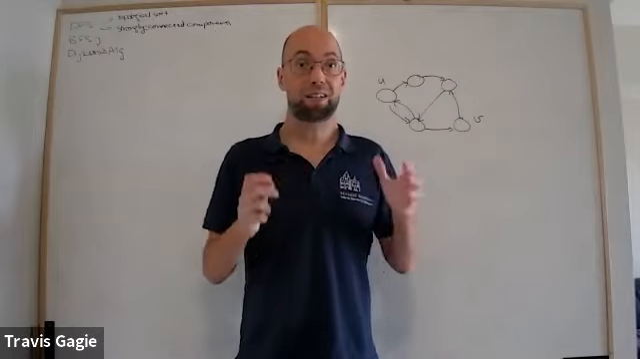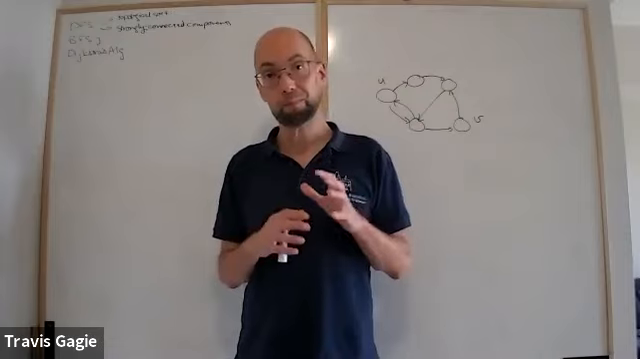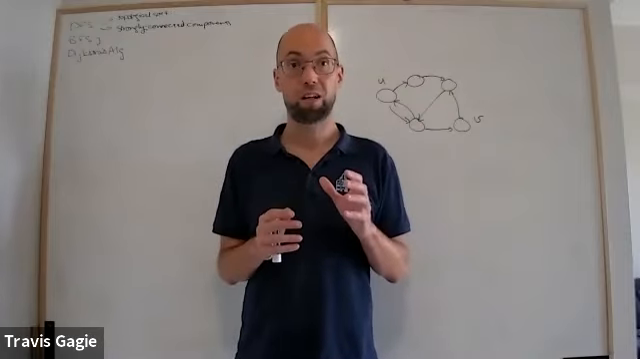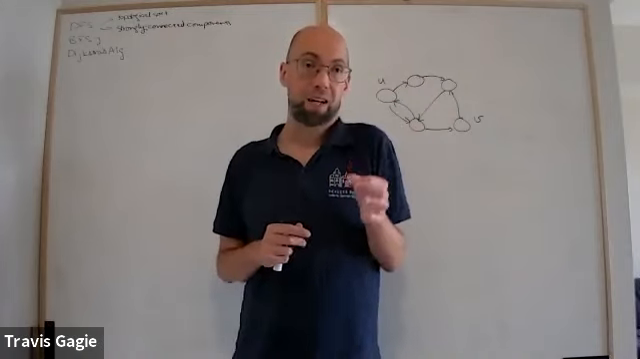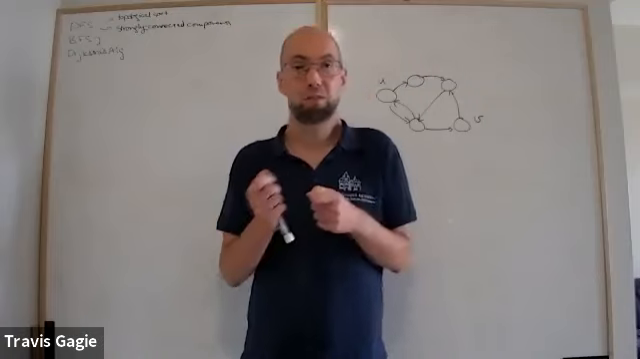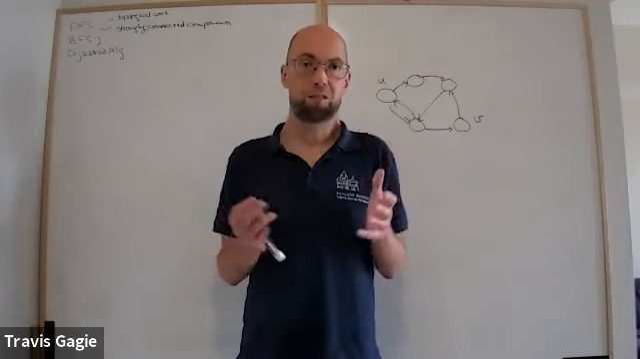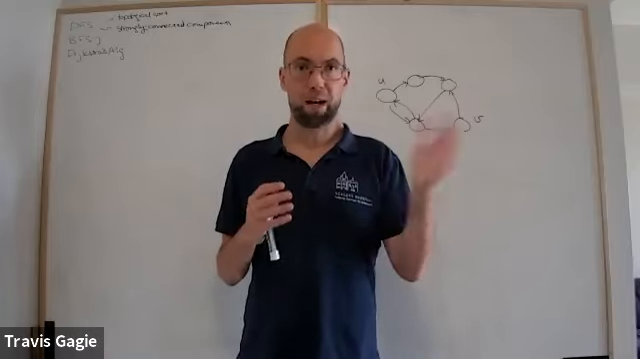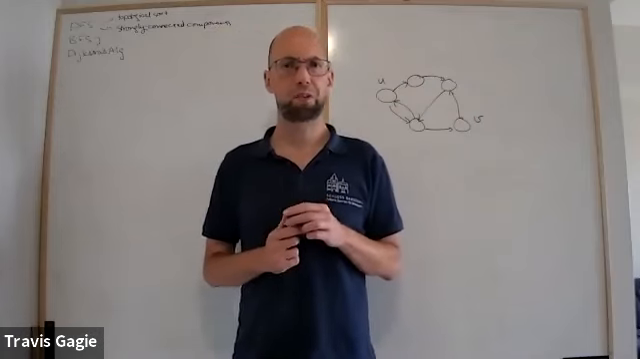A strongly connected component of the graph is a maximal subset of the vertices, such that for any vertices U and V in that subset, you can get from U to V and you can get from V to U. Okay, so it's maximal. It means this isn't going to work if you add any more vertices. Is it clear what a strongly connected component is?